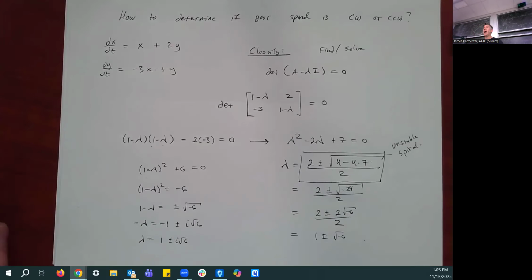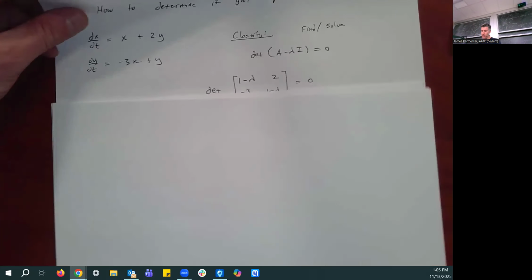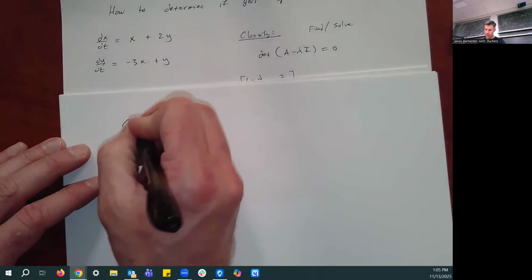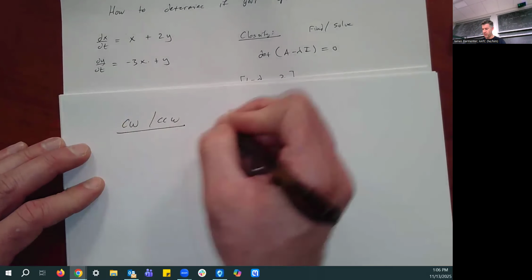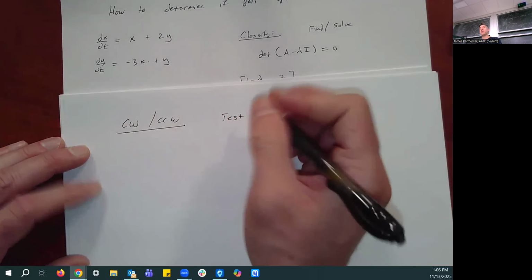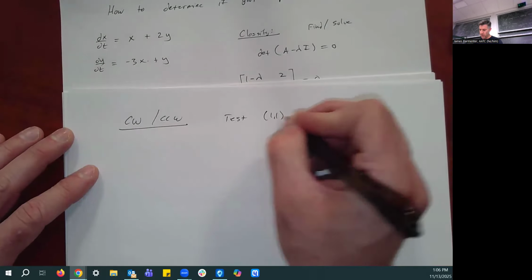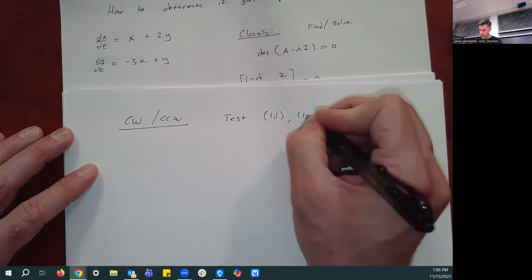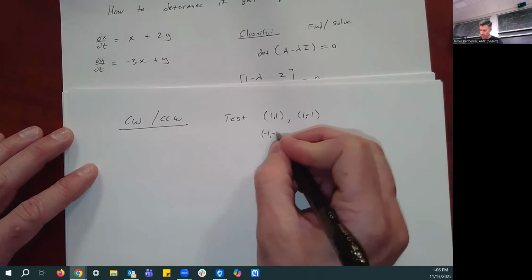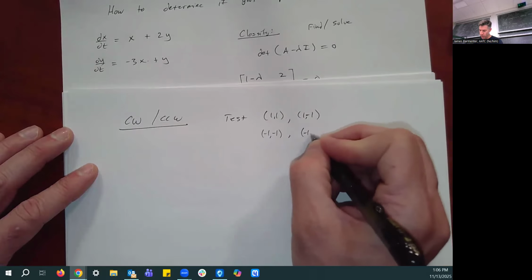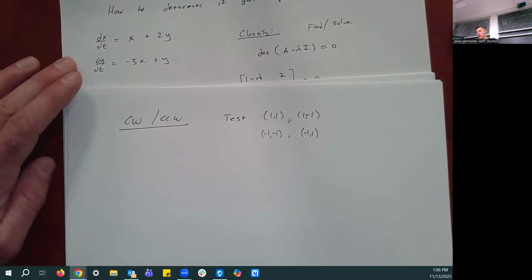So now, how do we determine if it's a clockwise or a counterclockwise spiral? By testing points. I know we talked about this before, but it's something people often don't remember very well. So let's see how we determine whether it's clockwise or counterclockwise. We're going to test 4 points, but we're really only testing 2. We're going to test the points (1, 1), (1, -1), and also (-1, -1) and (-1, 1).